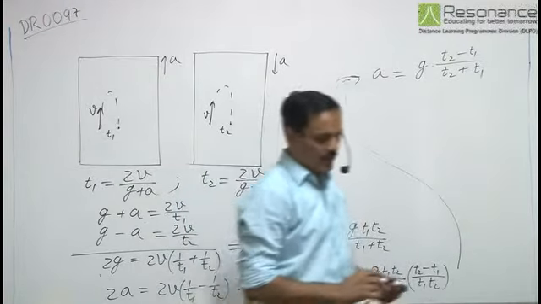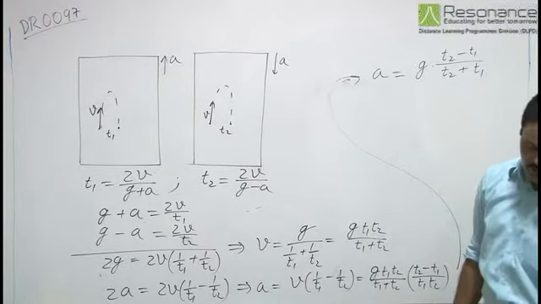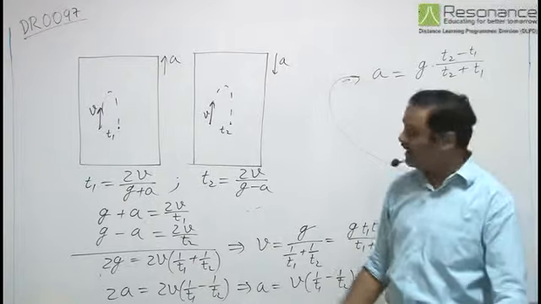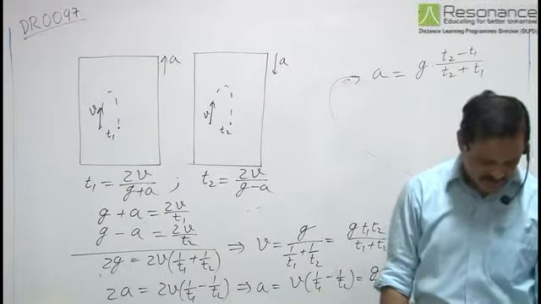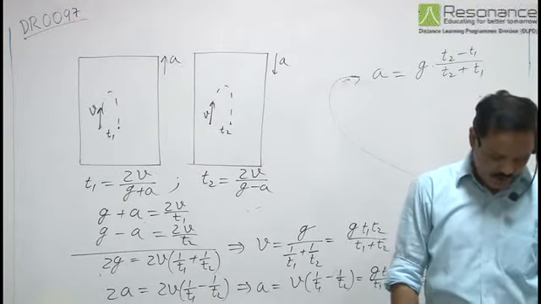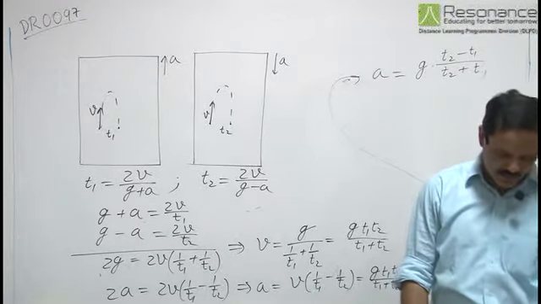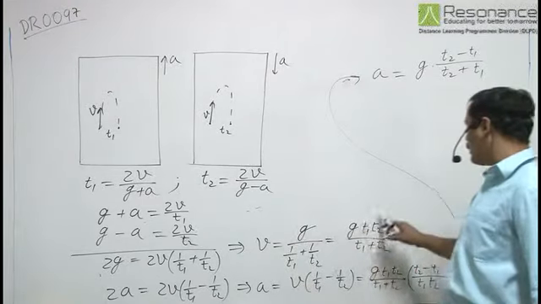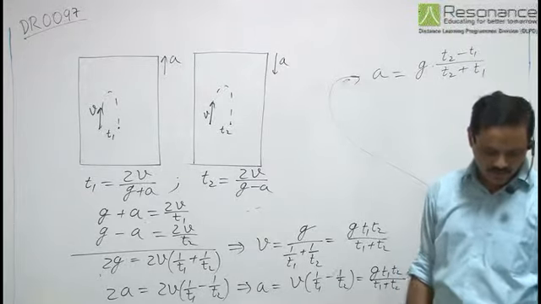Now let us look at the options. The acceleration of the ball with respect to the ground is g when it is in air. It is obvious, as the ball is falling freely under gravity, so its acceleration is g. This is the first option. That is correct. Option B says the velocity of the ball v relative to the lift is g t1 plus t2 by t1 t2, but here we obtain v to be equal to g t1 t2 by t1 plus t2. So option B is wrong.